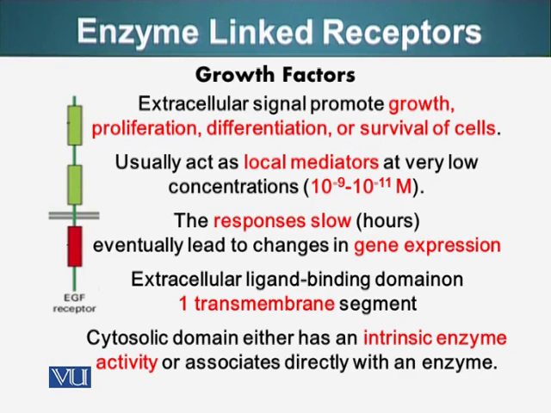The response to these signals is in an amount of hours rather than seconds that we saw when we were talking about G protein coupled receptors. Generally, as response to these signals, there's a change in gene expression. The receptors for these signaling molecules or these ligands are single transmembrane proteins. It's a single polypeptide versus, as we saw in G protein coupled receptors, it was a protein that crossed membrane 7 times. We call it a serpentine receptors.